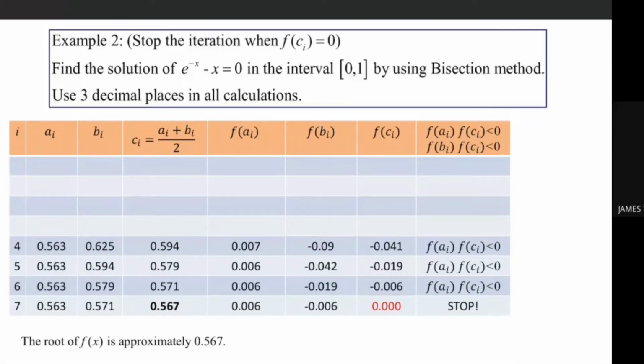Let's look at example 2. Try to answer the question in the form of a table. In the table, we start the iteration at I equal to 0. Find the solution of this f(x) in the interval 0 to 1 by using the bisection method. Use 3 decimal places. For this example, I want to show you when to stop the iteration: when FC equals 0.